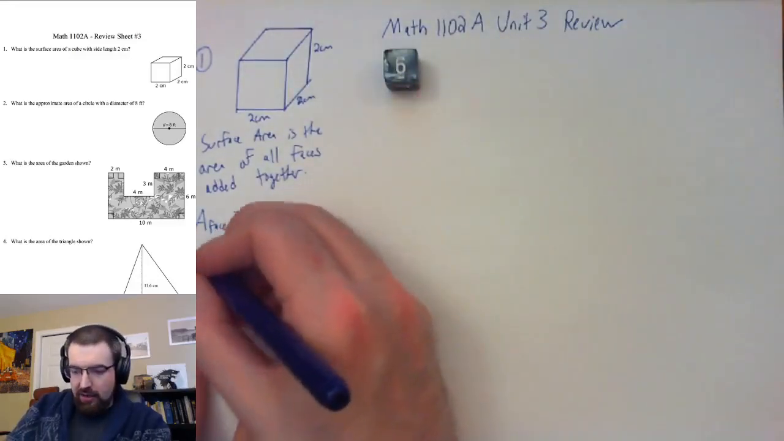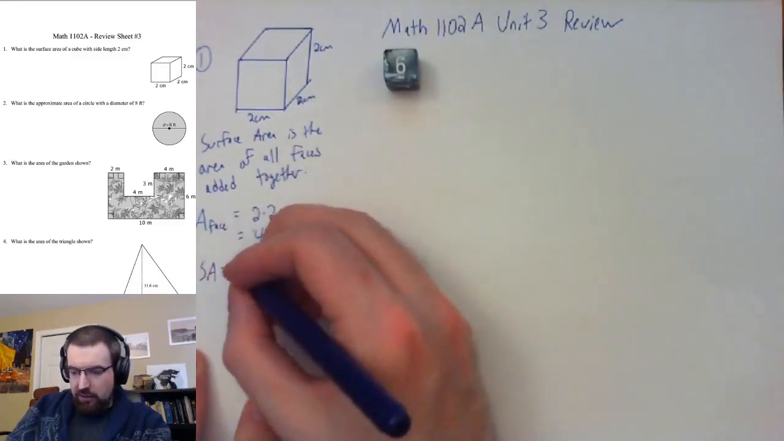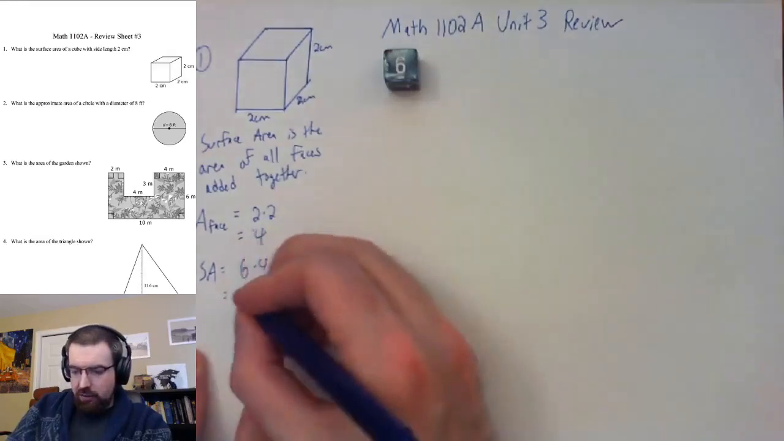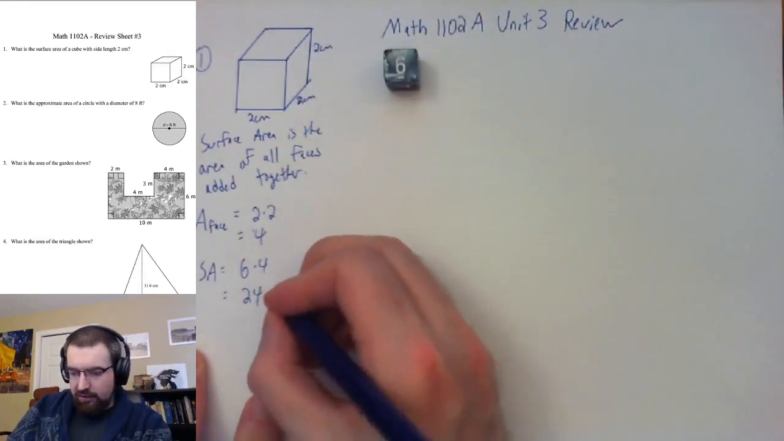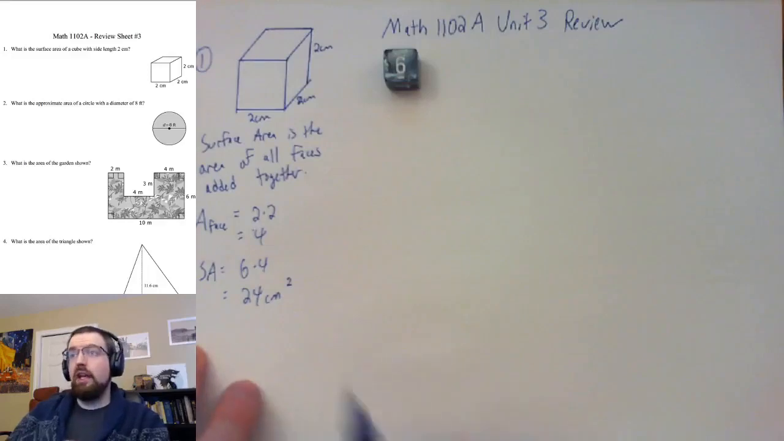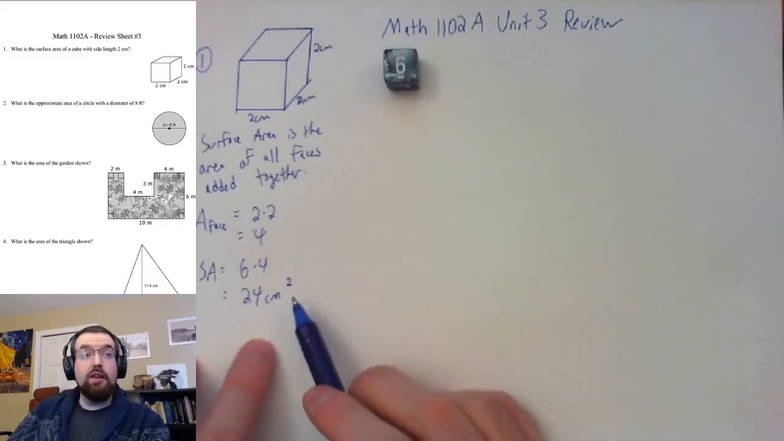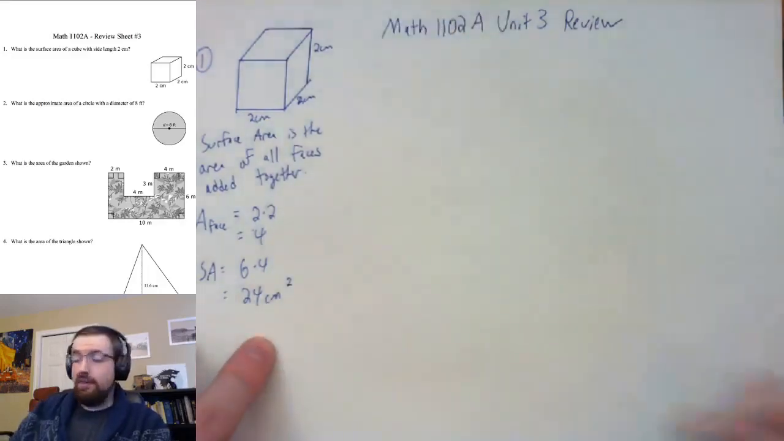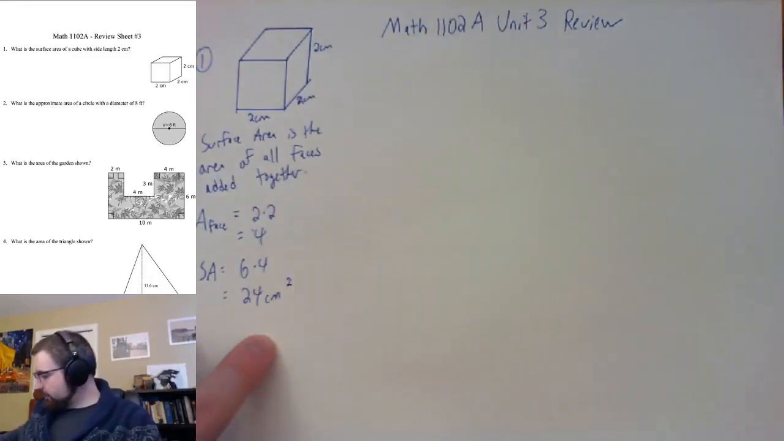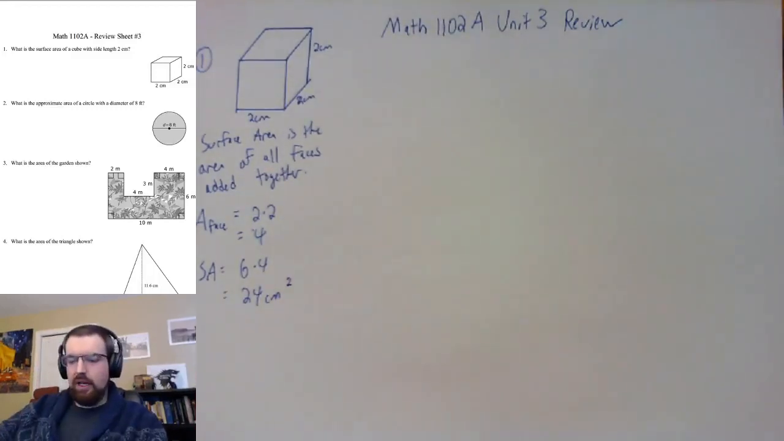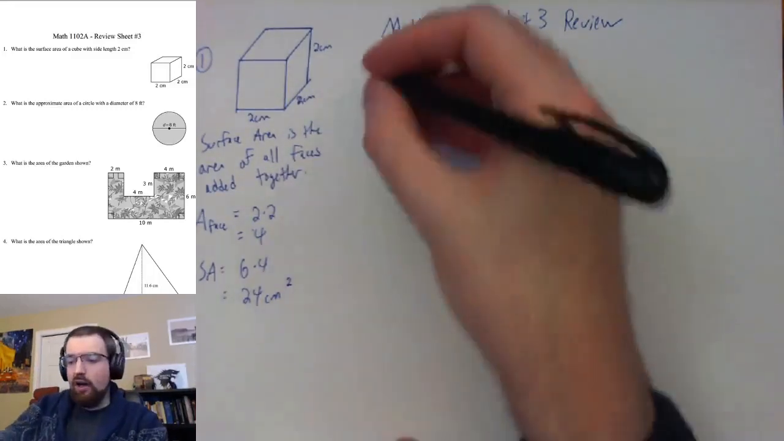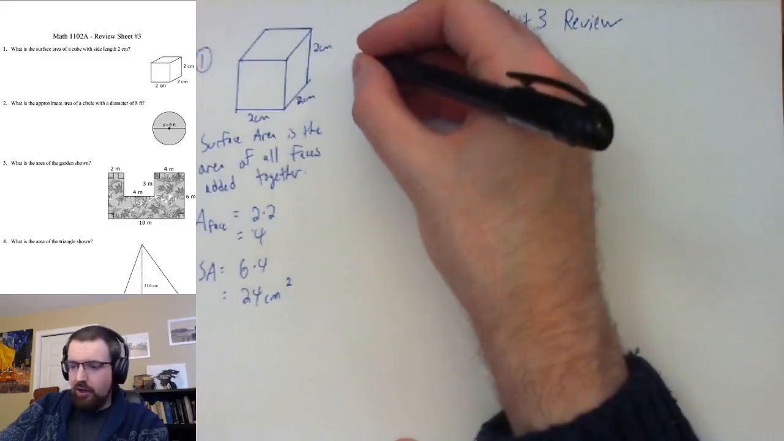So the surface area is going to be equal to 6 times 4. So the surface area is going to equal 24 centimeters squared. And it is important to write in squared for these ones because it is the area of the faces. Right? An area is in squared centimeters or squared meters or squared whatever.